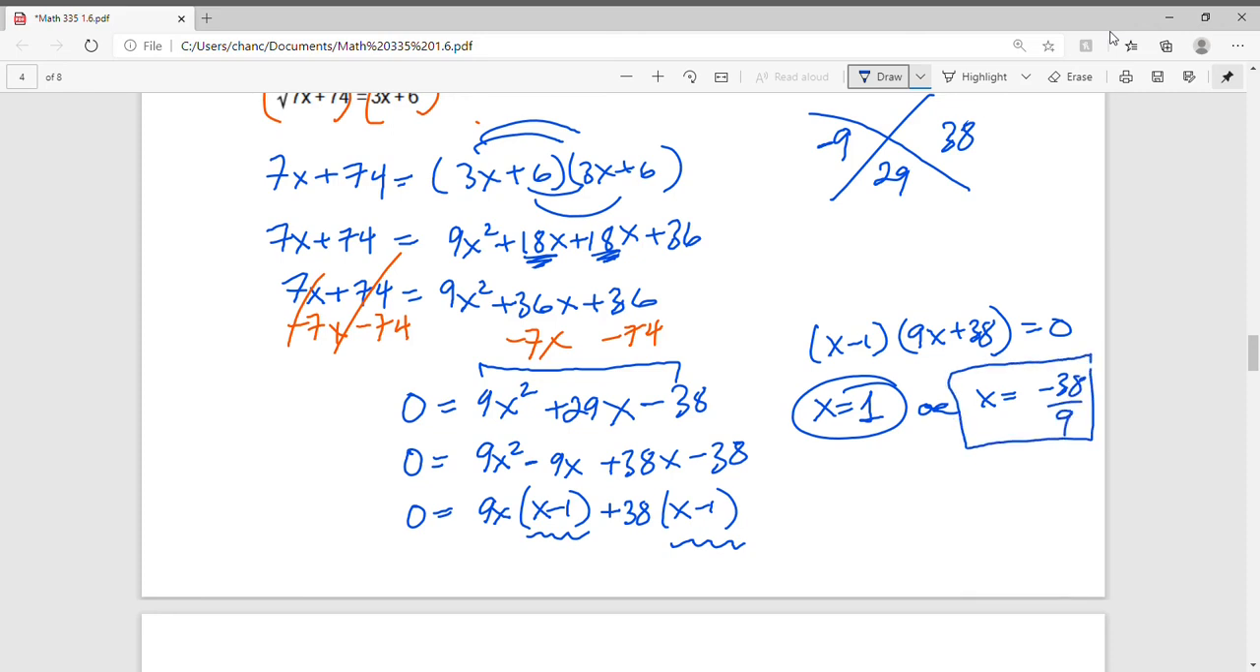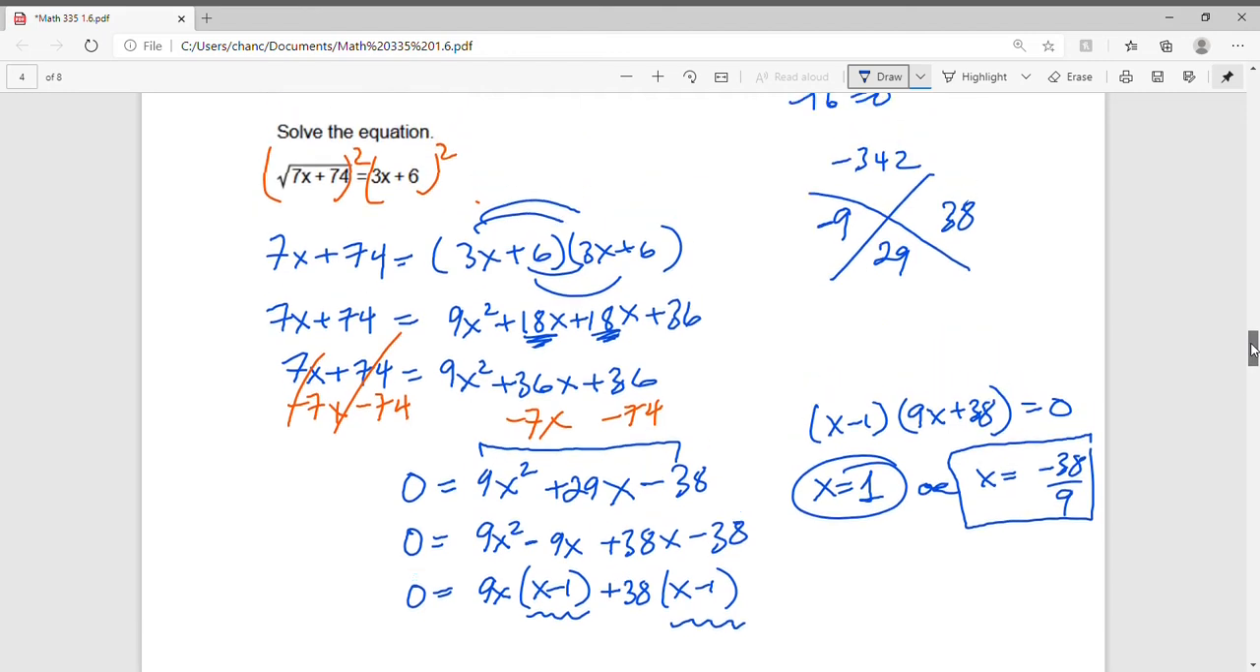But you want to double check that these two solutions do work. So plug it into a calculator and plug it into the original equation to make sure both sides are equal. And they do work, so these are two good solutions.